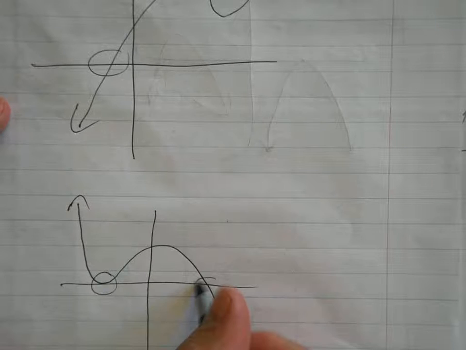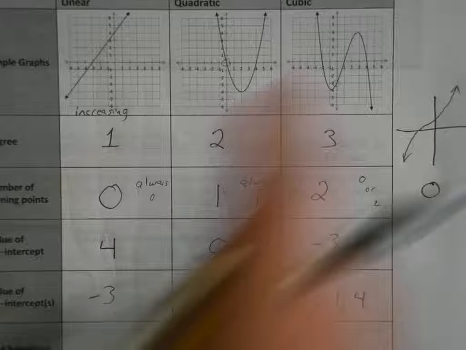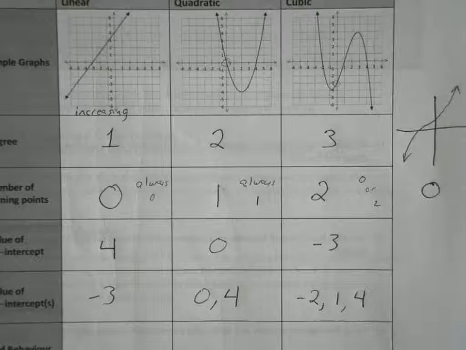Right, here and here. And 3 x-intercepts. Okay, can't be 0. I'll get into why in a minute.